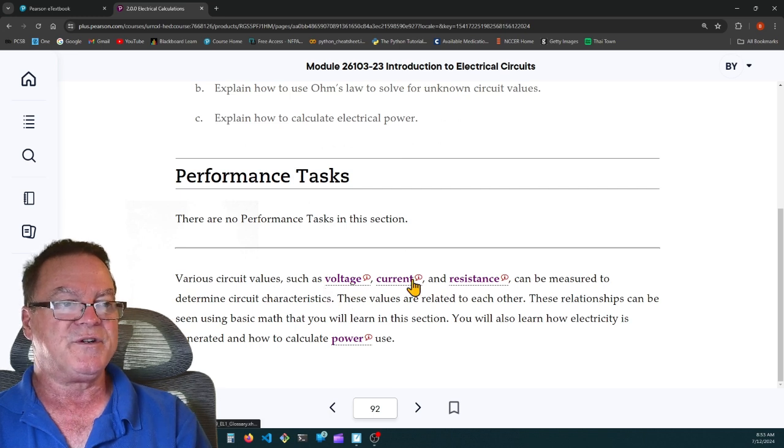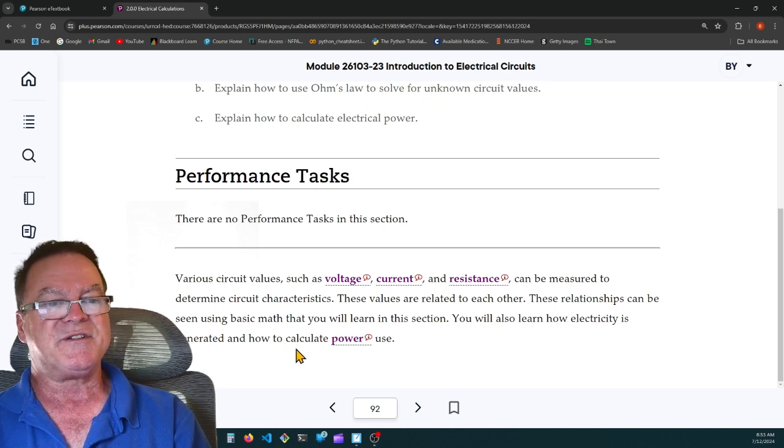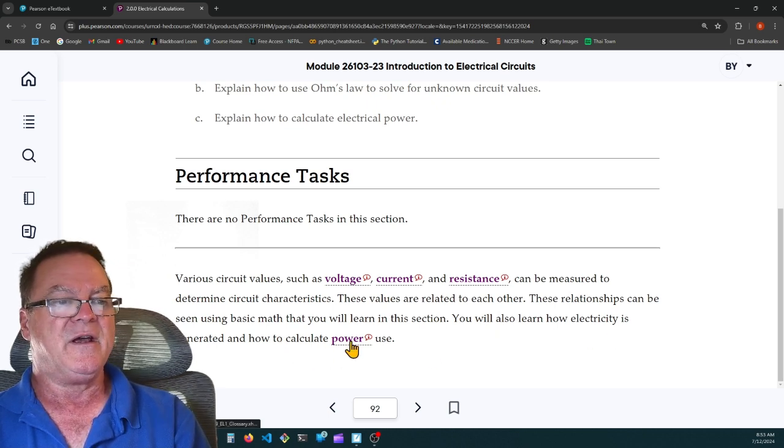Various circuit values such as voltage, current, and resistance can be measured to determine circuit characteristics. These values are related to each other. This relationship can be seen using basic math that you'll learn in this section. You'll also learn how electricity is generated and how to calculate power used.